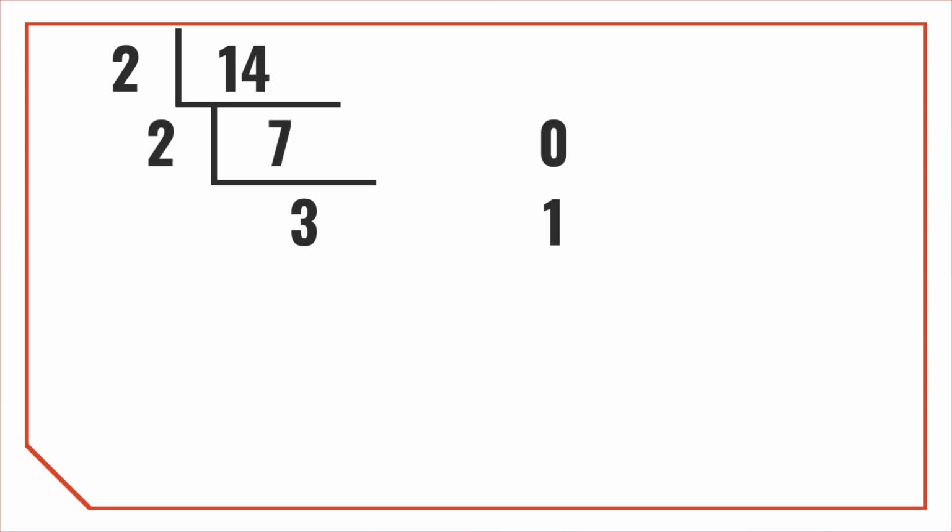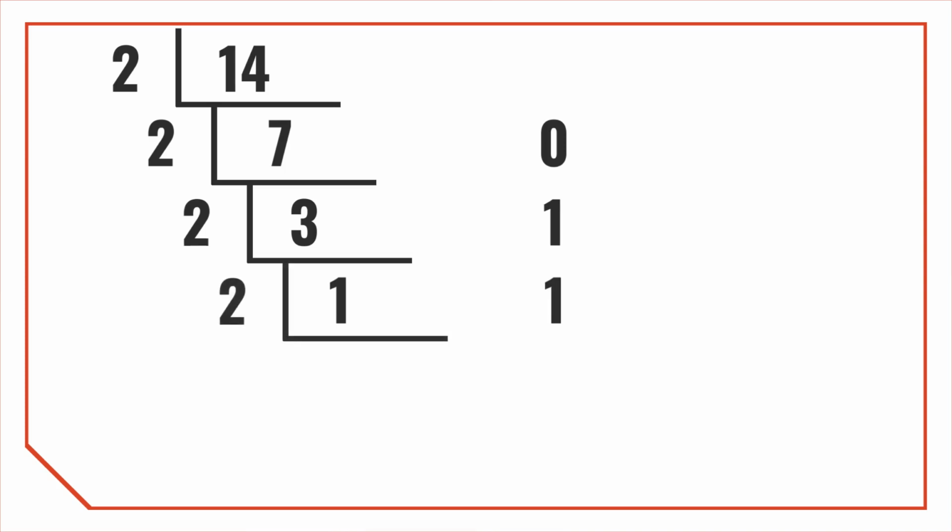The next problem is 3 divided by 2. 3 divided by 2 is equal to 1, remainder 1. So we'll put a 1 to the right of the problem. The next problem is 1 divided by 2, which is equal to 0 with a remainder of 1. So we'll put a 1 to the right of the problem. Now we got our answer of 0, so we can stop dividing. If we read the remainders from the bottom up, we get 1, 1, 1, 0. So 14 converted to binary is 1110.